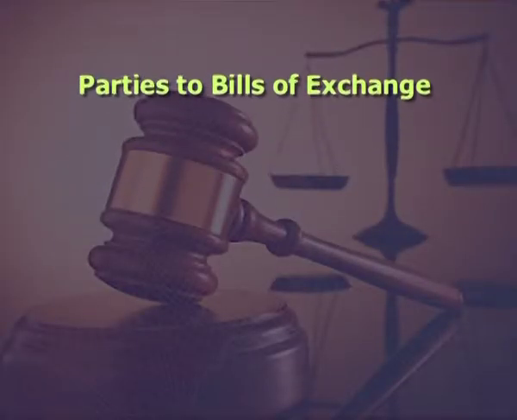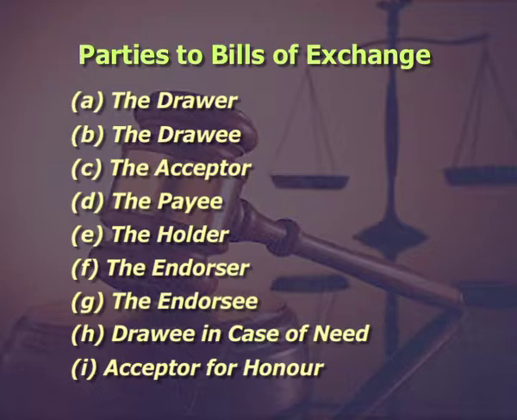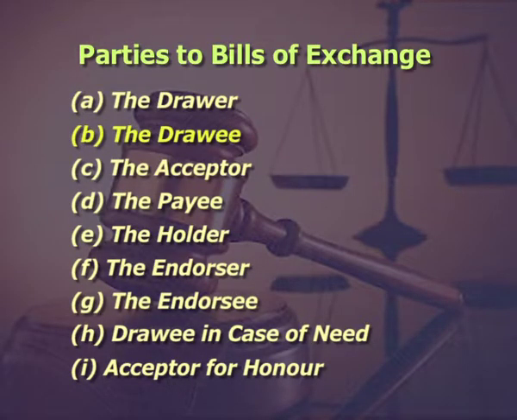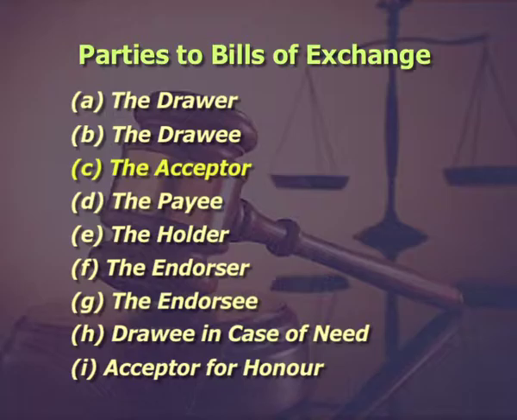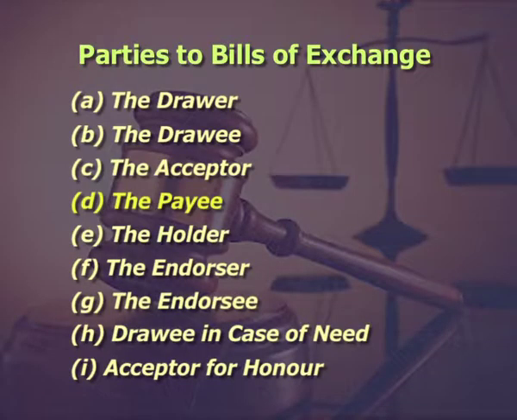Parties to the Bill of Exchange. The following are the parties to the Bill of Exchange. First, the drawer, the person who draws the bill. Second, the drawee, the person on whom the bill is drawn. Third, the acceptor, one who accepts the bill. Generally, the drawee is the acceptor, but a stranger may accept it on behalf of the drawee. Fourth, the payee, one to whom the sum stated in the bill is payable. Either the drawer or any other person may be the payee.